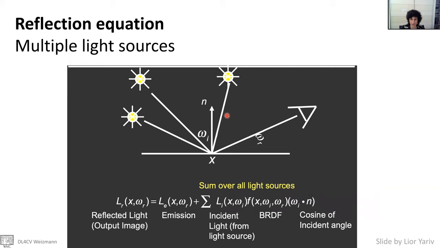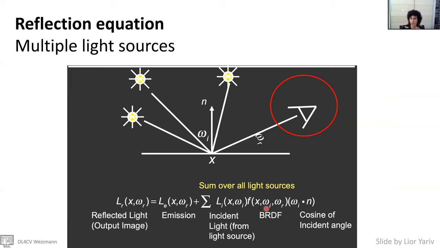So let's try to understand the illustration. This is the surface, this is X or P, what we denoted before, and this is the normal to the surface. The energy is coming from here, and from here, I call it omega i. This is the reflected direction, this is the viewer, I call it omega r. So I would like to understand what I'm going to see from here if I'm collecting all energy from the incoming directions. So I'm going to have the following sum. Li is the incident light that comes from this direction, this direction, this direction, etc. Okay?